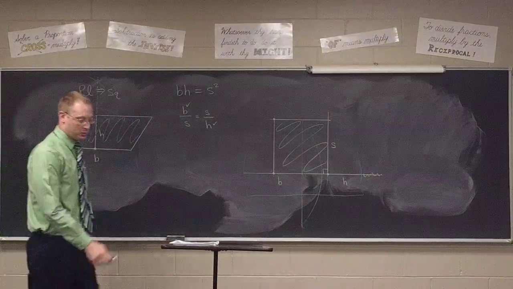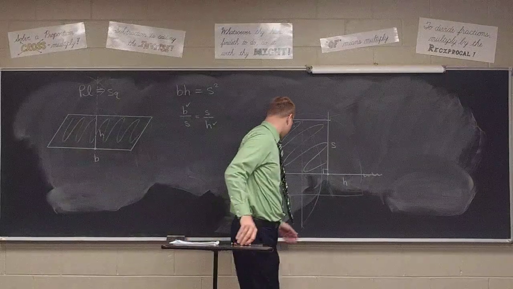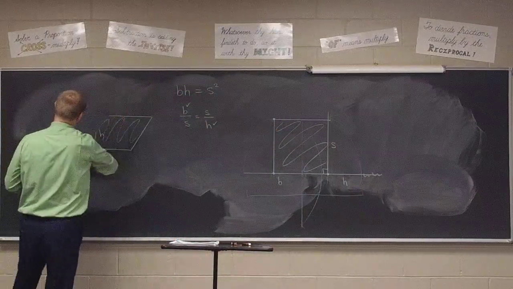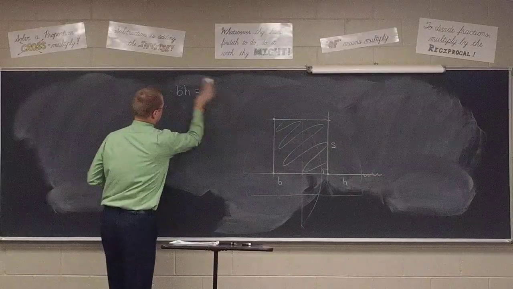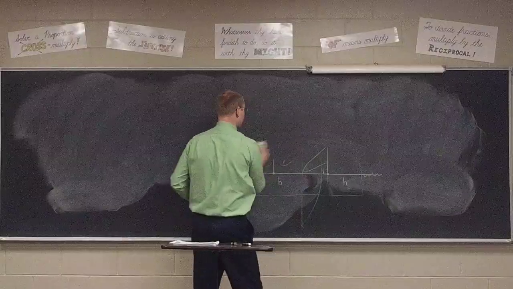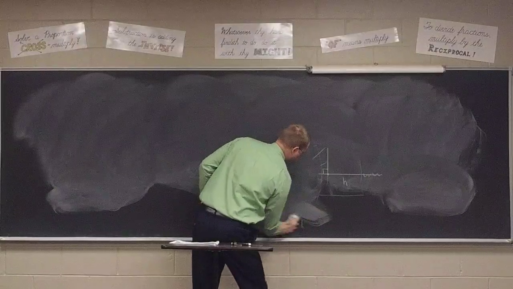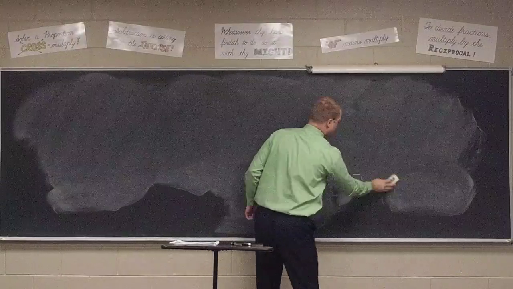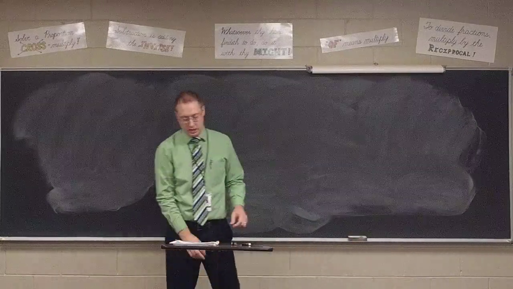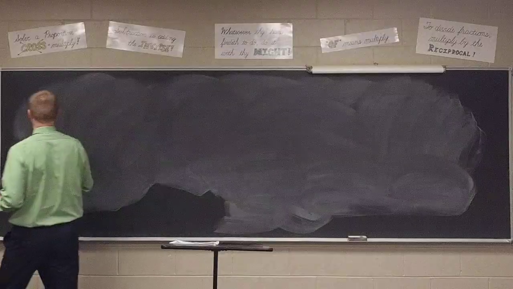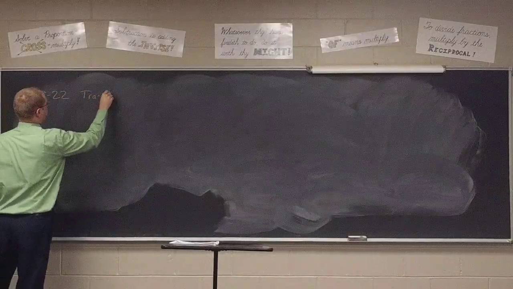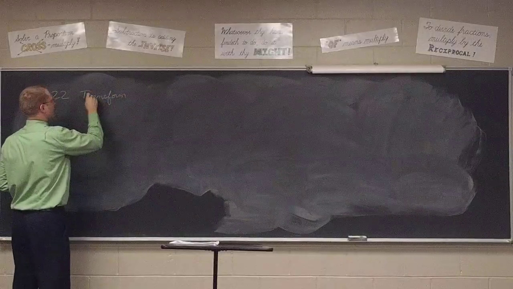All right, construction 22 in your notebooks now. Construction 22 is to transform any given polygon into a triangle. So we're doing the opposite of what we just did.